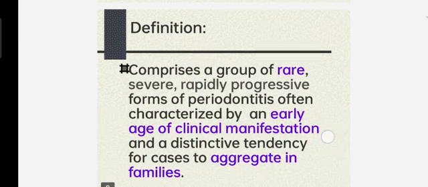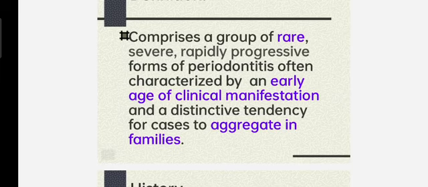Coming on to the definition. Important keywords in the definition are: it is a very rare disease, not normally seen, and the second keyword is it is severe. It is a rare, severe, rapidly progressive form of periodontitis, often seen in the early ages of clinical manifestation. It is normally seen in young patients, often characterized by earlier age of clinical manifestation and a distinct tendency for cases to run in a family, aggregate in a family. That means the patient might be having some genetic tendencies.